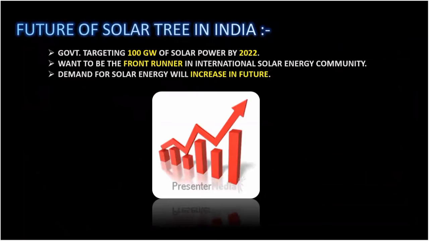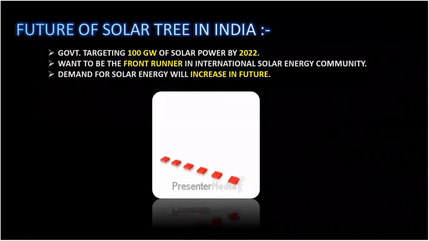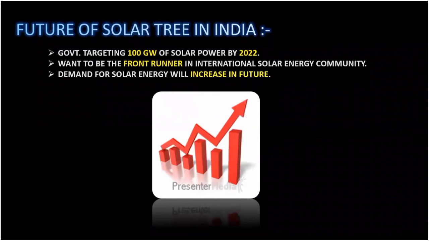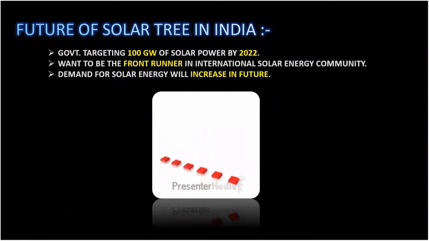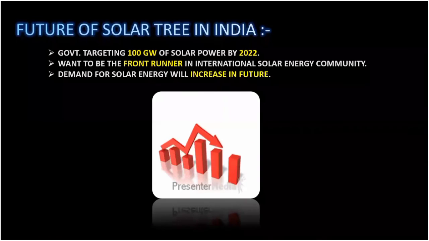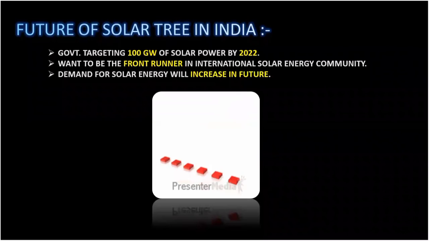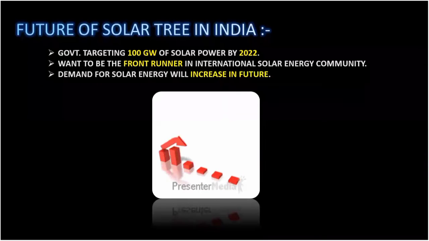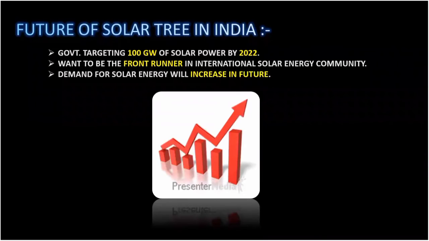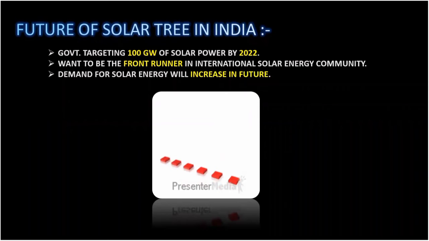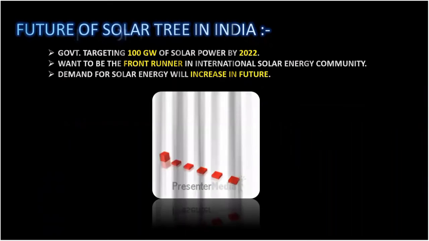In this slide, I will give the information about the future of solar tree in India. The government has set a target of producing 100 gigawatts of solar power by 2022. The government wants the country to be one of the front runners in the International Solar Alliance for Clean Energy. So we can say that there will be much demand for solar energy in the future.